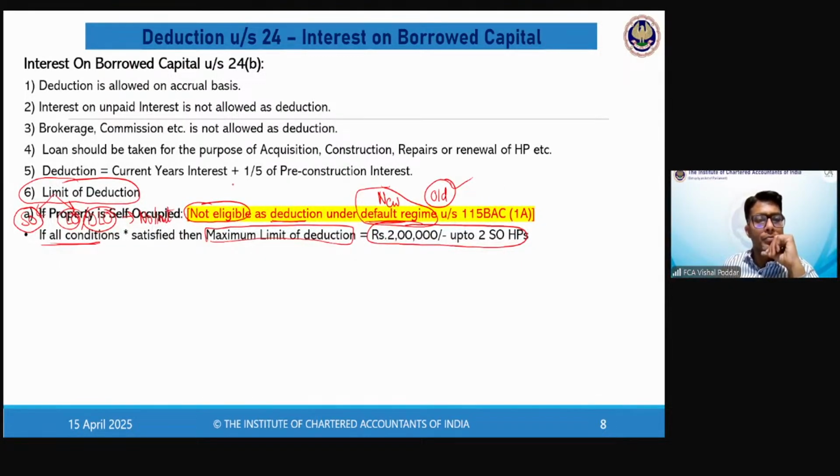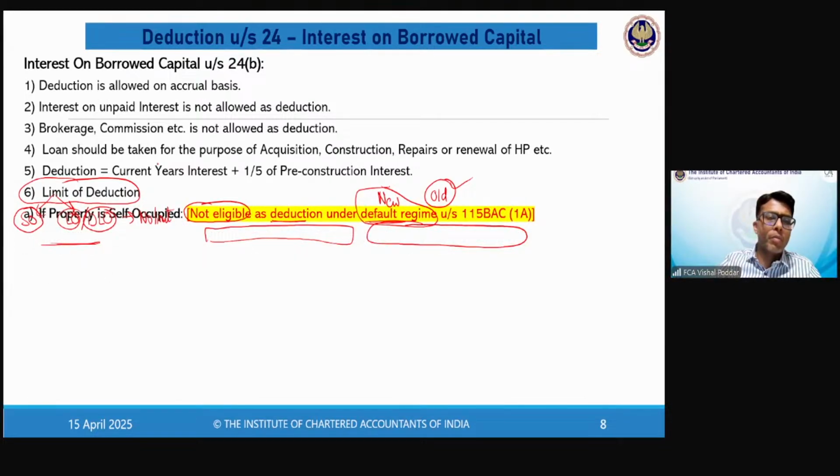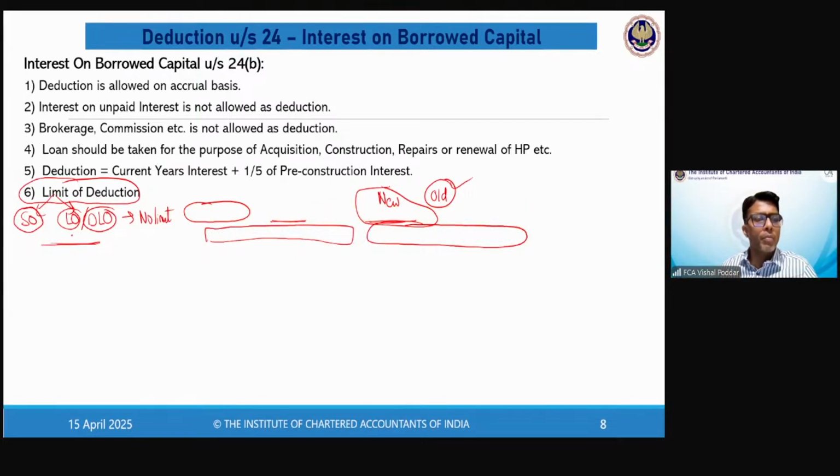So I repeat, we are now talking about the limit of deduction for interest. Interest we have calculated. Whatever is this amount of interest, now you compare it with the limit. For the limit, you have to first check whether your property is self-occupied or let out. If your property is let out or deemed to be let out, don't worry, you get deduction of the entire amount of interest. And here, whether you are following old regime or new regime makes no difference. You will get deduction always.